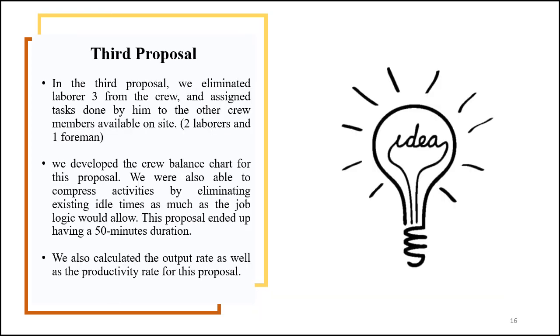And here we have our third proposal, in which we eliminated laborer 3 from the crew and assigned tasks done by him to the other crew members available on site, which again are laborer 1 and 2 in this case, and the foreman. We also developed the crew balance chart for this proposal. We are also able to compress activities by eliminating existing idle times as much as the job logic would allow. This proposal ended up having a 50-minute duration, and we also calculated the output rates as well as the productivity rates for this proposal.